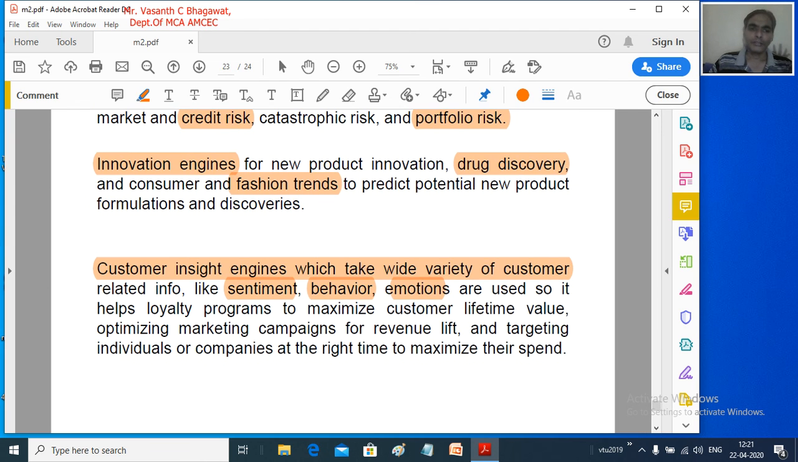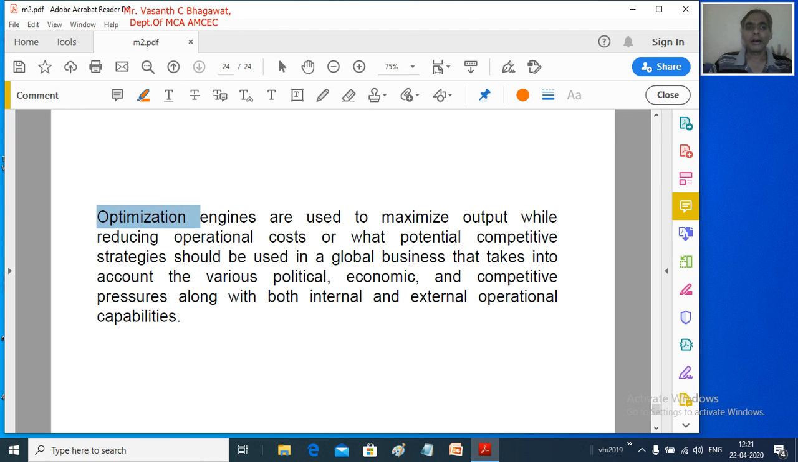Similarly, optimization engines. Even for optimization we can use predictive analysis. You know what optimization means: maximizing the output by reducing your cost and minimizing the resources. You can use predictive analysis to see how we can maximize the profit and reduce the operational cost, where all you can reduce the cost so that you can increase your actual profit. So this is about what predictive analysis is and its various applications.